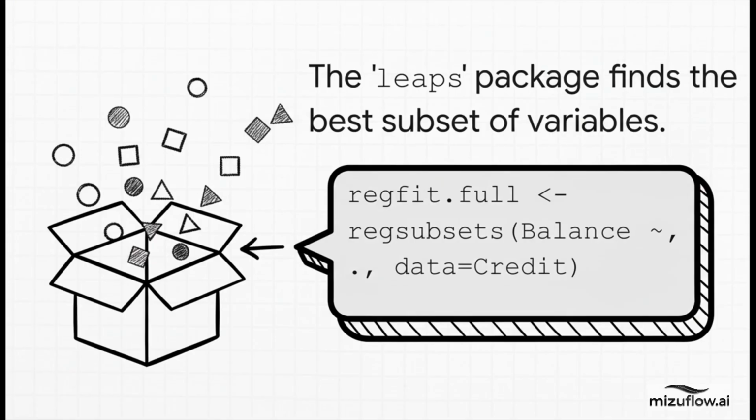So for our draft pick method, there's this fantastic package in R called Leaps. And look at this. With pretty much one line of code, you can tell R to go test all the possible combinations of variables and find the best models. It's an incredibly powerful way to automate that whole selection process.